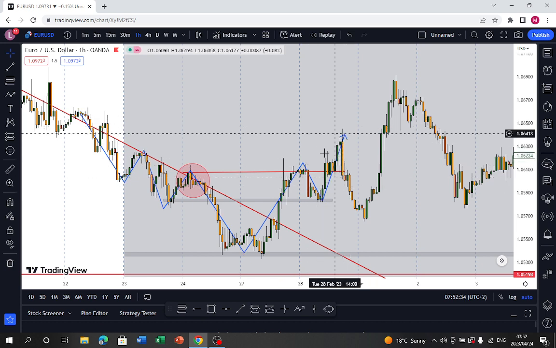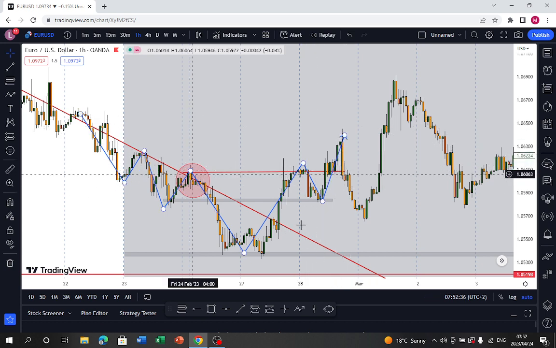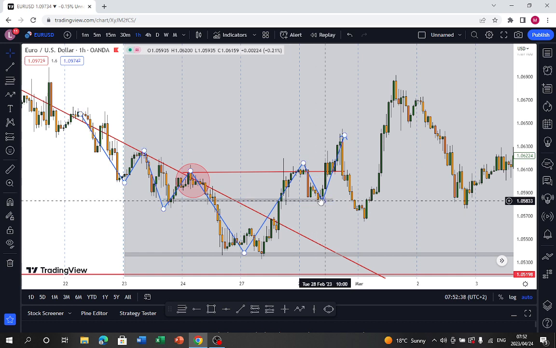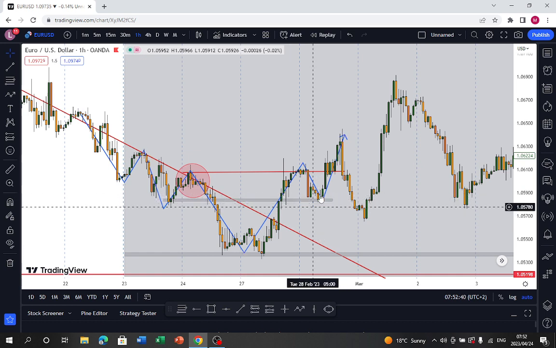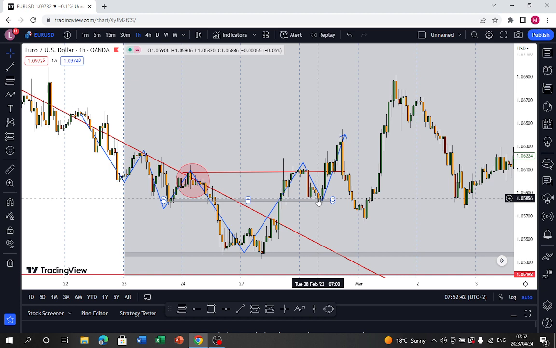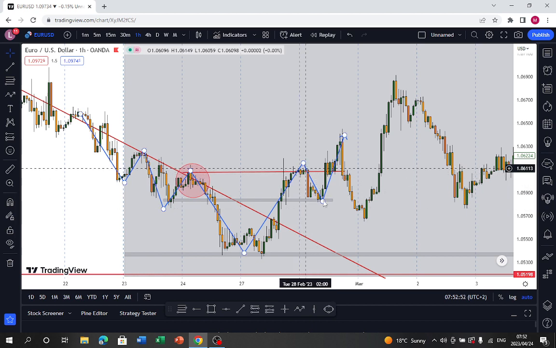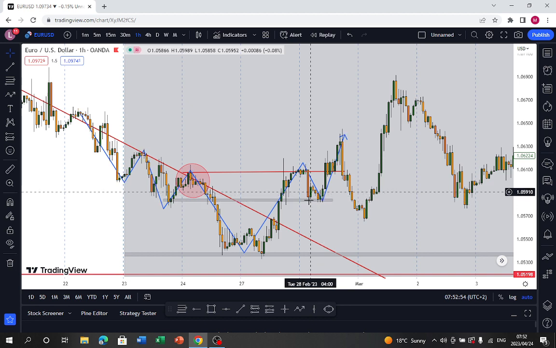When it started to do something like that, it broke the structure, then came back, created this lower low, but this lower low is only confirmed after we have broken this higher high, right? How do we break this high? That is when we take this entry, right? We take this entry around this area, right?